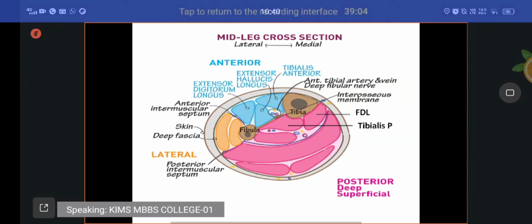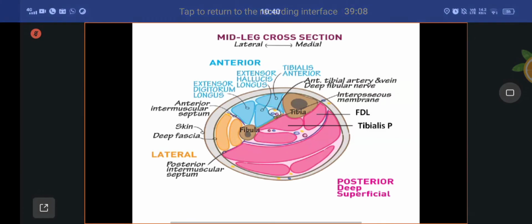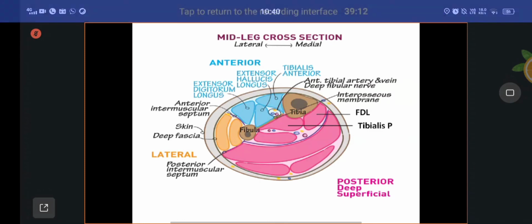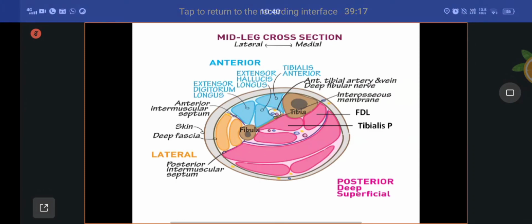Because the lateral surface belongs to the anterior compartment, only anterior compartment muscles will be attached there. If you take the tibia, only one muscle, that is tibialis anterior. Tibia, tibialis anterior, because the lateral surface belongs to the anterior compartment.